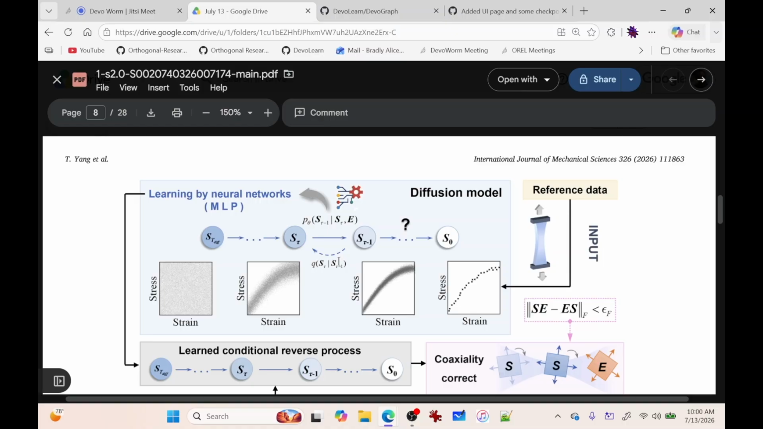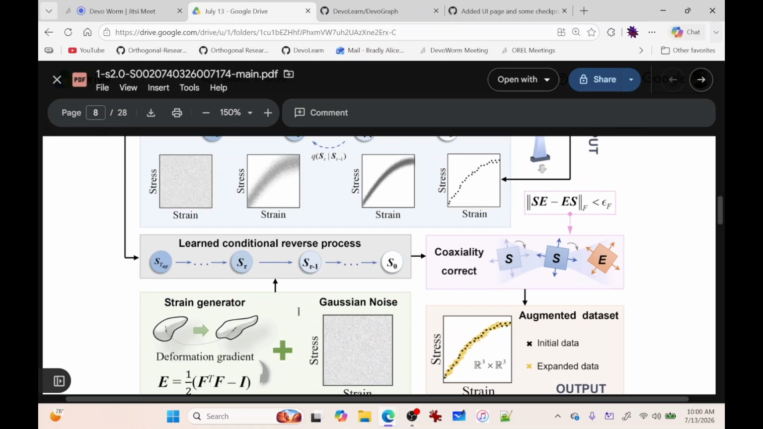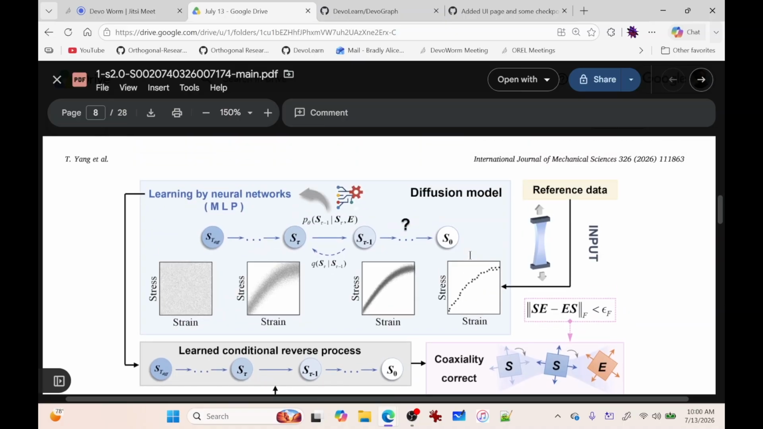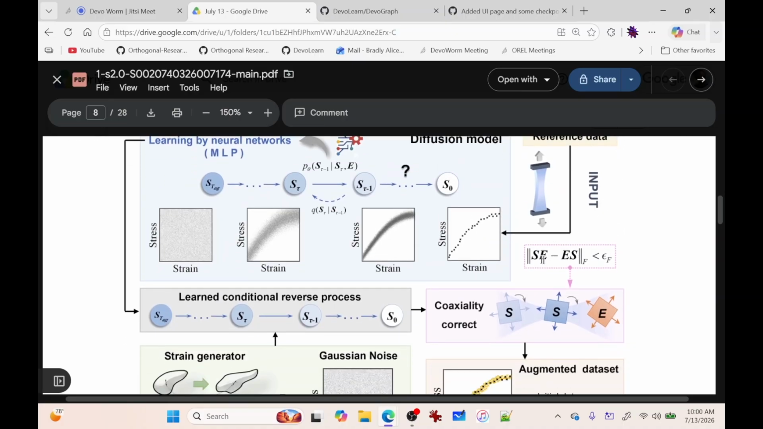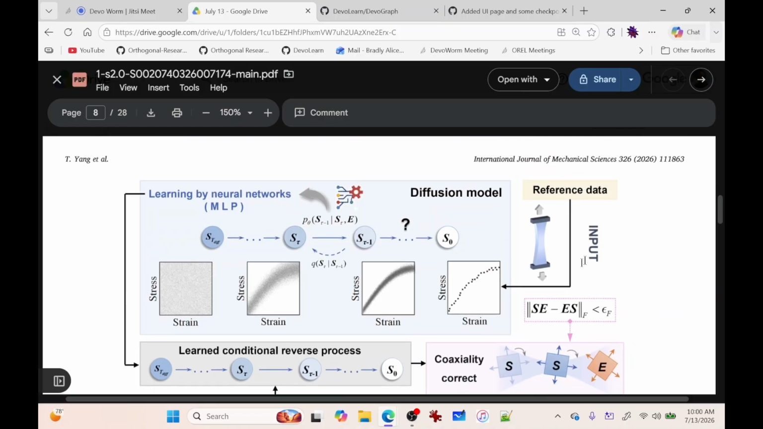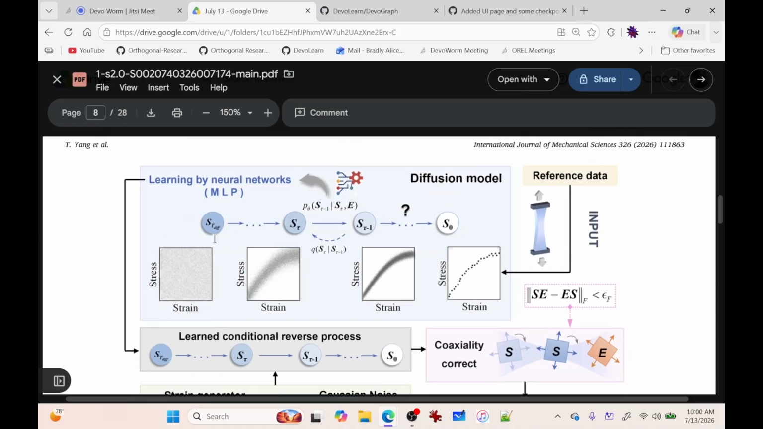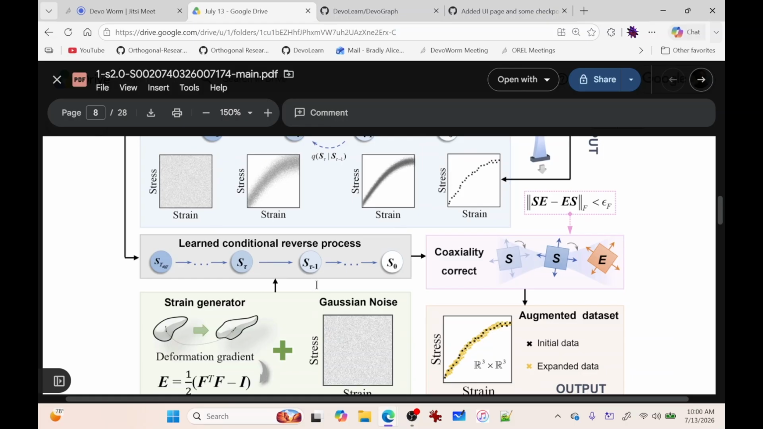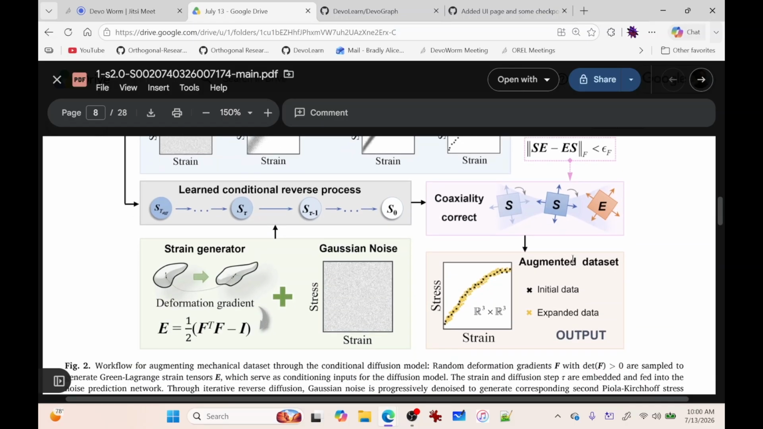Once we do that, we have this learned conditional reverse process, which is where we're trying to extract states out of the data. We have this coaxially correct model of S and E, which we talked about in the mathematical part. We have our reference data, of course, which is S and E and E and S. So we have the stress and strain relationships in the data. We encode it with this diffusion model. We learn what the states are, and then we figure out what the correct coaxiality is.